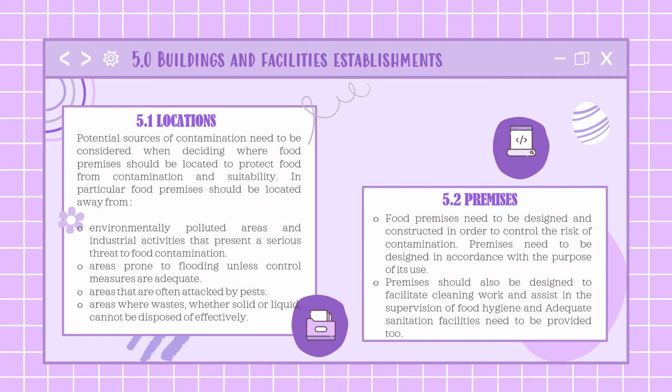5.2 Premises. Food premises need to be designed and constructed in order to control the risk of contamination. Premises need to be designed in accordance with the purpose of their use, such as the layout of the premises should allow for good process flow, good hygiene and safety practices.